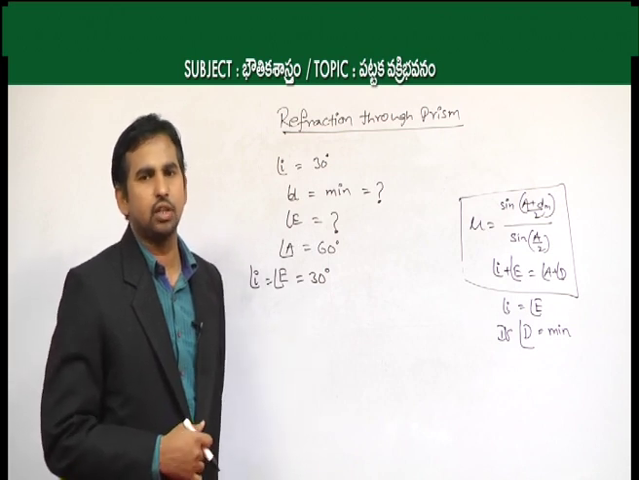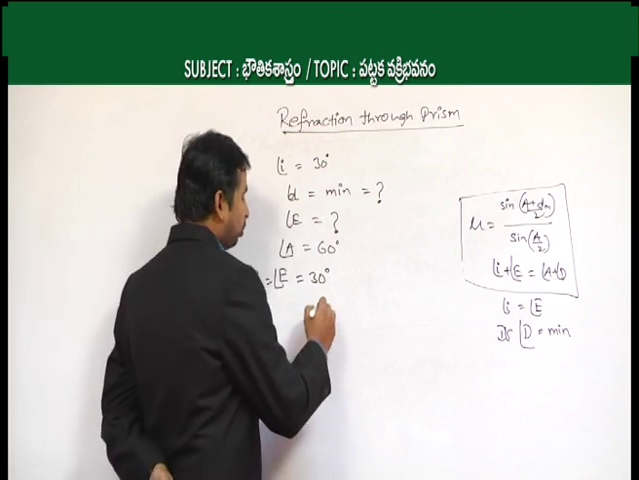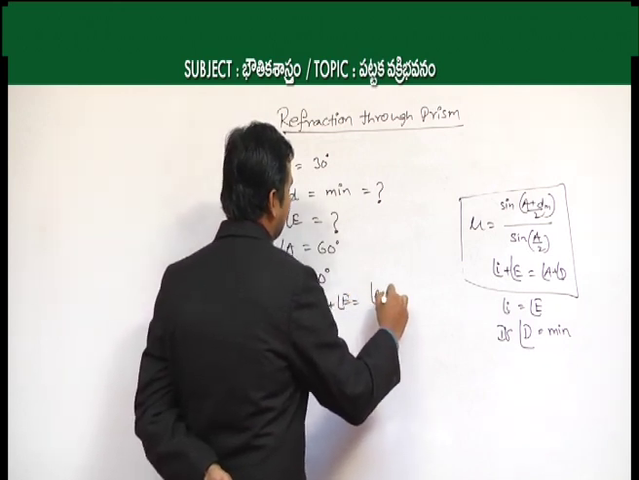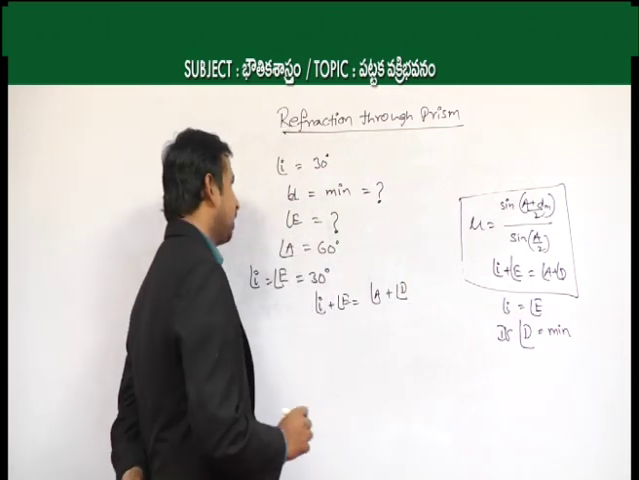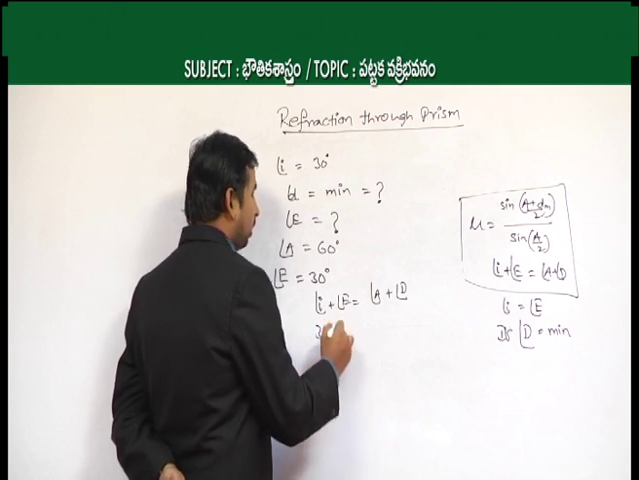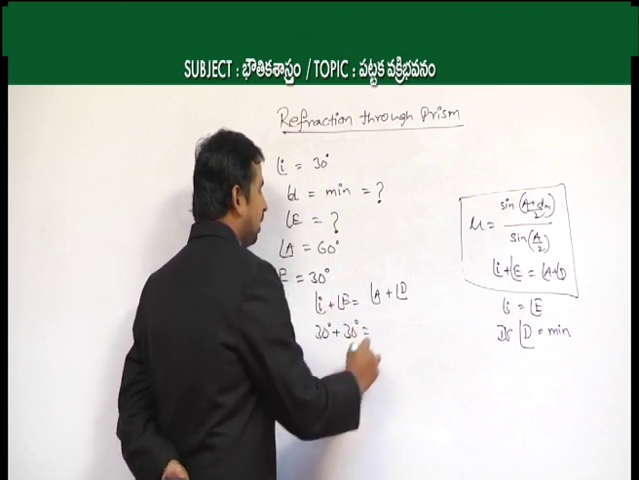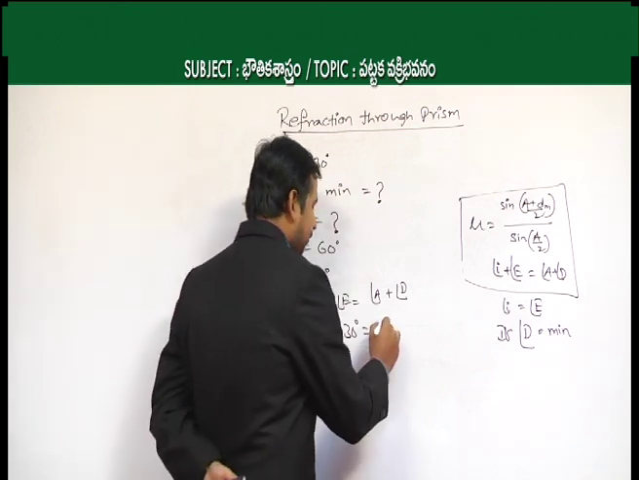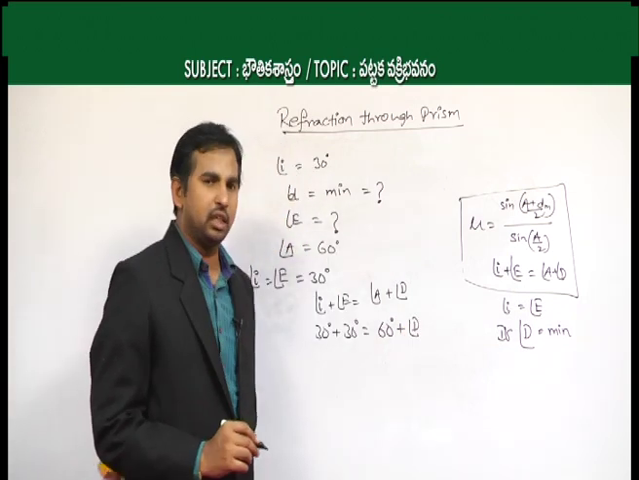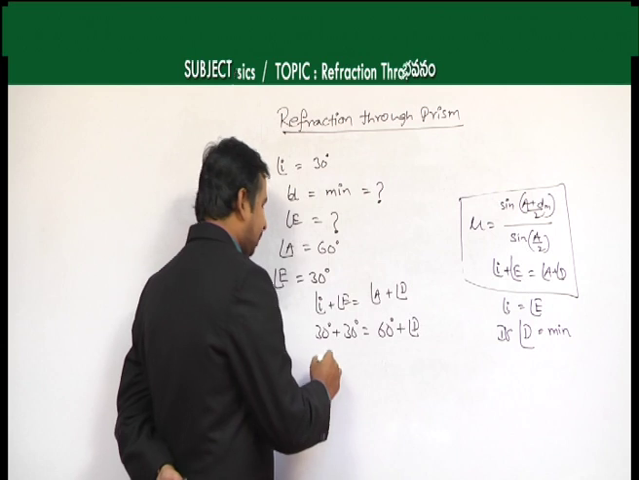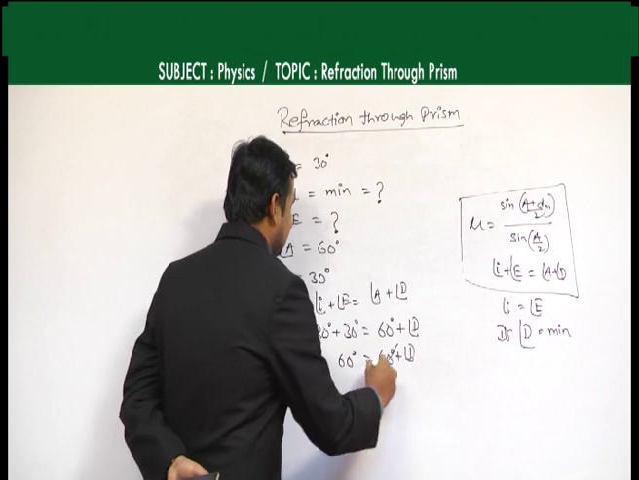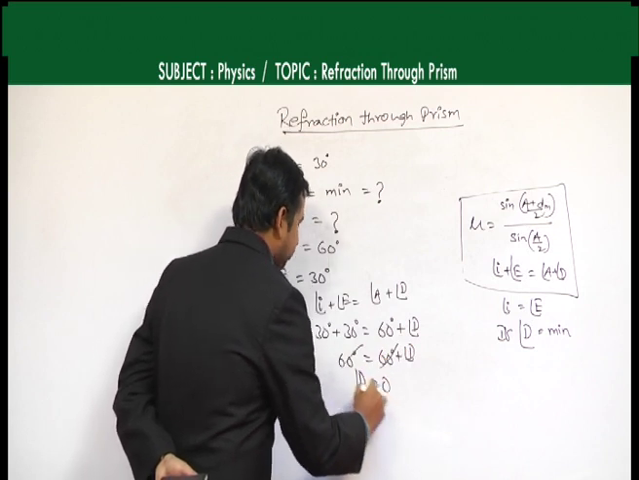Then when we come to the angle of deviation here, we know the relation that angle I plus angle E is equal to angle A plus angle D. Here the angle of incidence is 30 degrees as given, and the angle of emergence is also 30 degrees, and we have the angle of the prism which is 60 degrees, plus the angle of deviation. So 30 plus 30, I plus E, which is 60 degrees, is equal to 60 plus D, then the angle of deviation becomes 0.